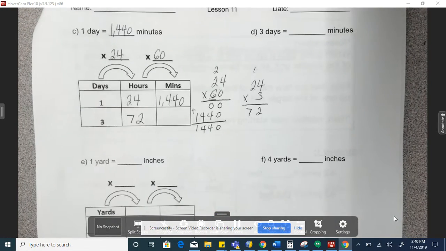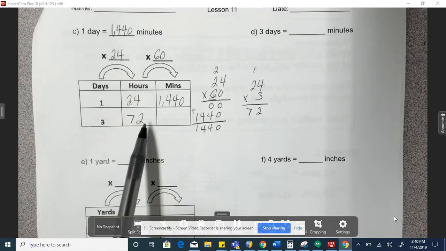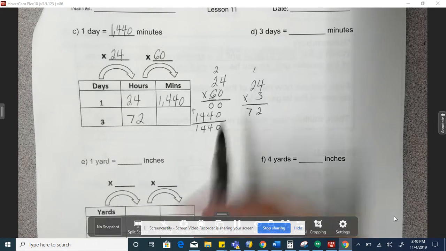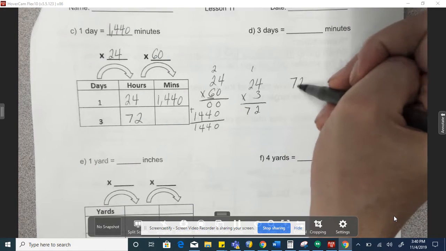There we go. So in 3 days, there are 72 hours. But we want to figure out how many minutes there are in those 3 days. So I'm now going to multiply 72 hours times 60 minutes per hour. I'm going to do that over here.